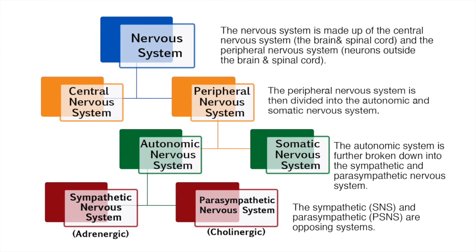The nervous system is made up of the central nervous system, which is the brain and spinal cord, and the peripheral nervous system, which are the neurons outside the brain and spinal cord. The peripheral nervous system is then divided into the autonomic and somatic nervous system. The autonomic system is further broken down into the sympathetic and parasympathetic nervous system.